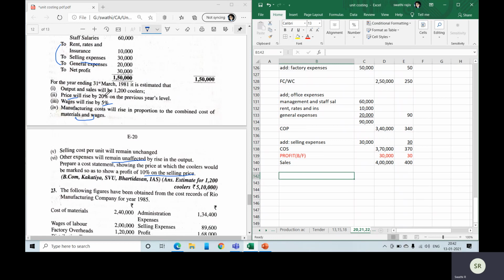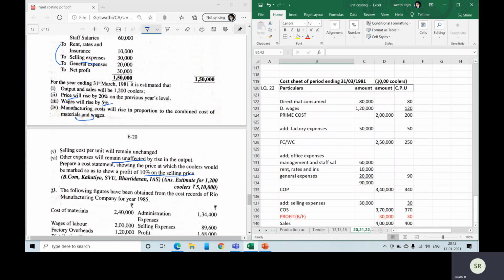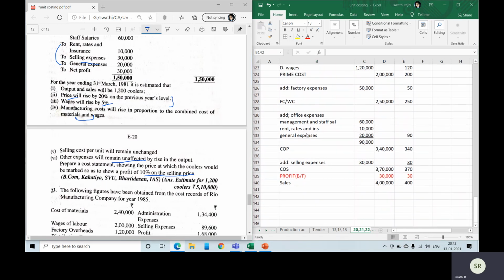They have given you output and sales will be not 1000 coolers, it is going to be 1200 coolers. Price will rise, material price is going to rise by 20% and additional wages are going to rise by 5%. Now only material and price, normally they give you only direct wages and direct material prices. Then after that what? Manufacturing cost, that is nothing but your factory expenditures. That will rise in proportion to the combined cost of material and wages.